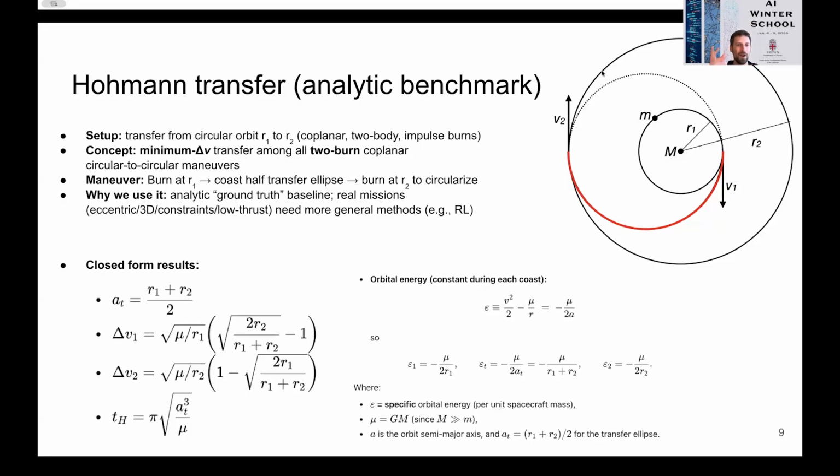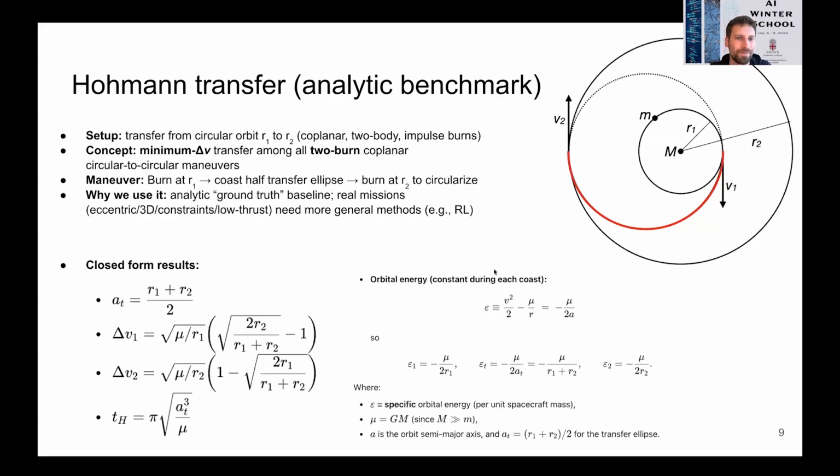Basically, the maneuver is one impulsive burn at R1. You coast for half the transfer ellipse, and then another burn at R2, and then you're stably on R2. Why we're using it here: it's great as a fully solved analytic ground truth baseline that we can use to compare our simulation and reinforcement learned solutions to.